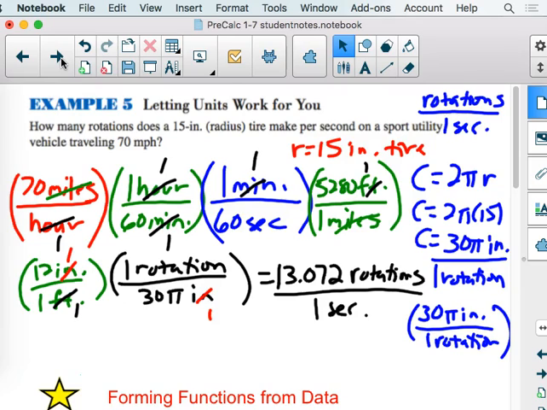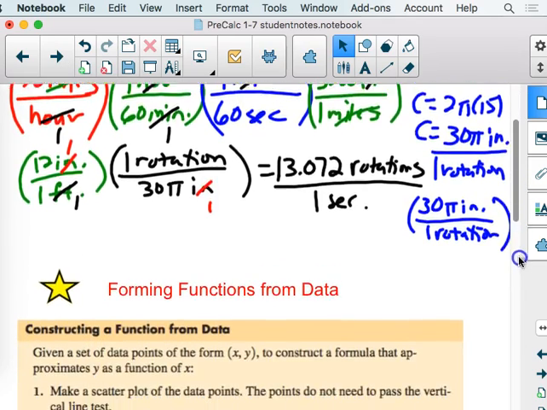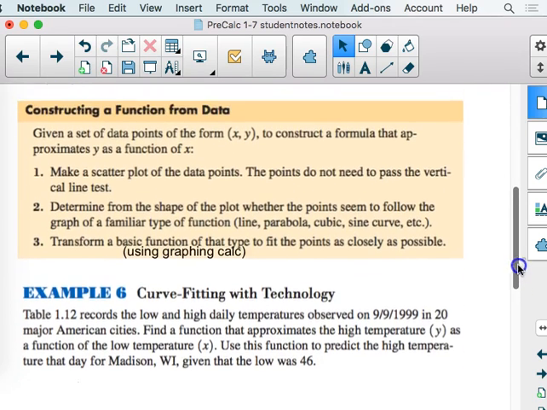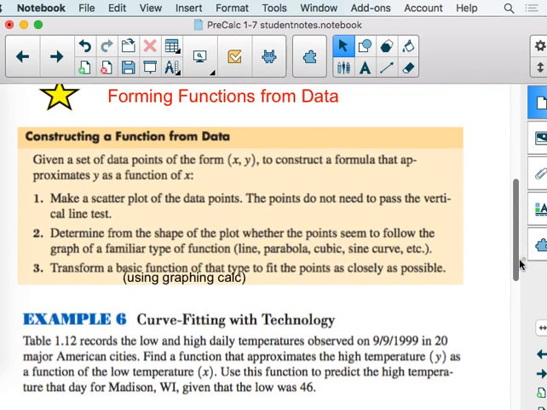And then this last one is we're going to give you some data. There's a lot of blah, blah, blah here, but most of this is stuff that we've talked about before. So forming functions from data. Starting at the very beginning, here's all the numbers we collected. Give us a formula that'll work for this. It says, given a set of data points of the form ordered pairs x, y, to construct a formula that approximates y as a function of x. Make a scatter plot of the data points. The points do not need to pass the vertical line test.